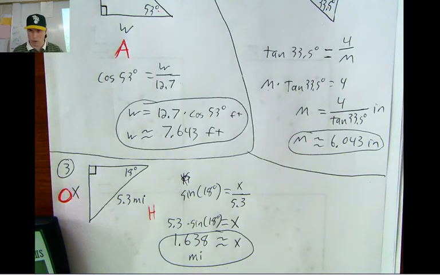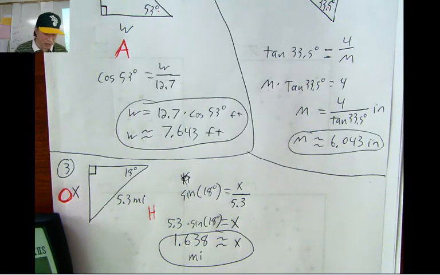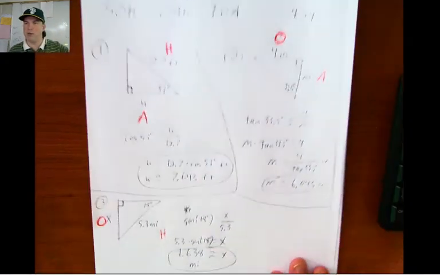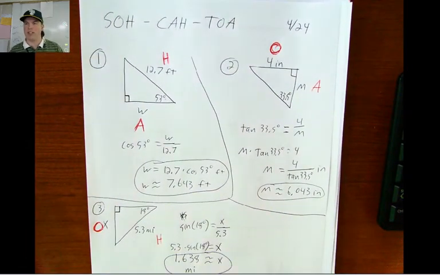And that's SOHCAHTOA. It only works for right triangles, not all triangles. And these proportions will always be the same no matter what the size of the triangle is. We'll talk about the hows in class tomorrow.